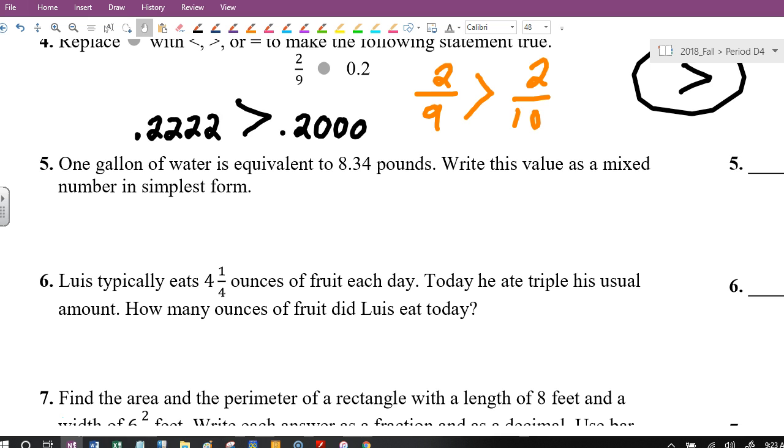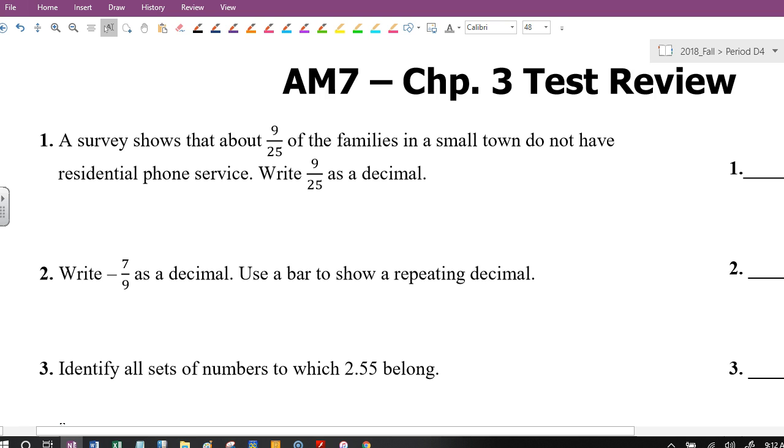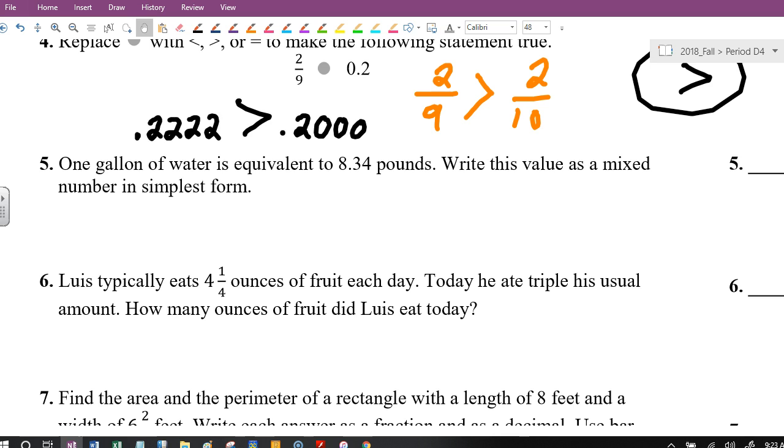Alright, Chessmeister. 1 gallon of water is equivalent to 8.34 pounds. Write it as a mixed number in simplest form. What I did was first put 34 over 100. Then I divided it by 2, and I got 17 over 50. Hold on, going too fast. 34 over 100, and then divide by 2. And what do you get?